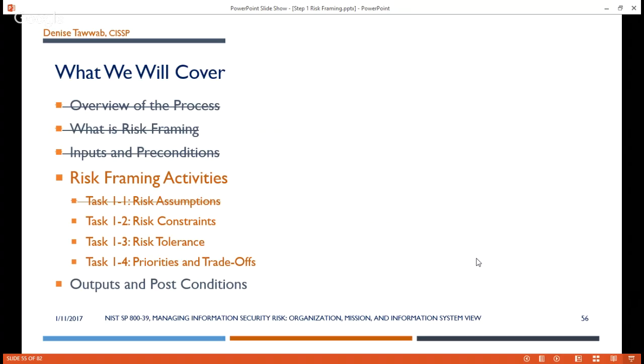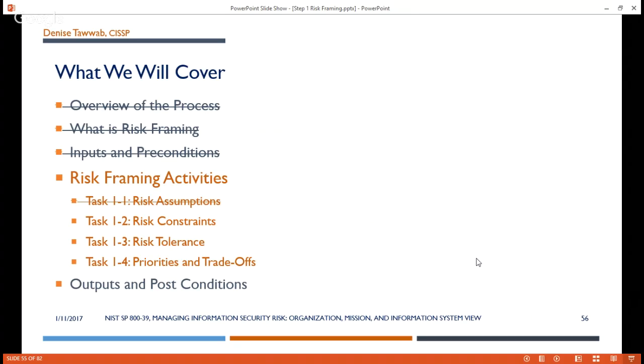What we've covered so far is an overview, in the last presentation, which I'll link in the description. We did an overview of the risk management process. We talked about risk framing, defined it, and talked about the inputs and the preconditions to the risk framing step. And then we got into the risk framing activities or tasks. There are 4 risk framing activities. We covered task 1.1 in the last presentation, and that's on your risk assumptions.